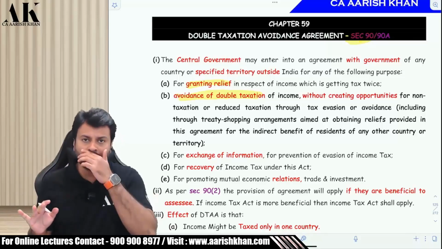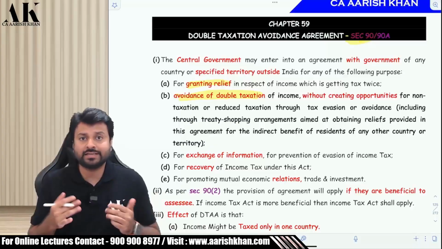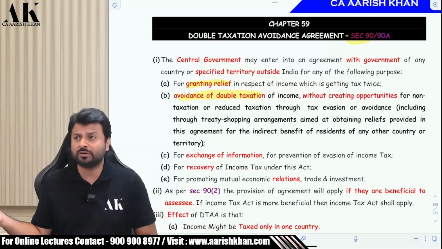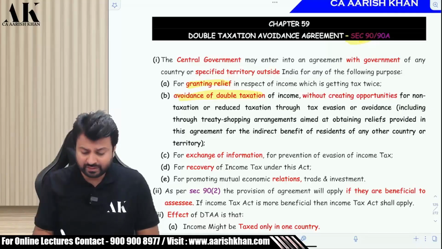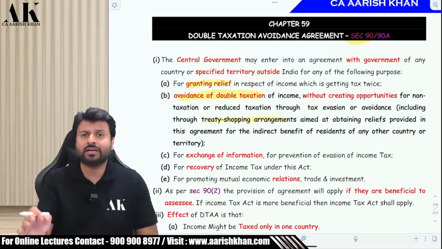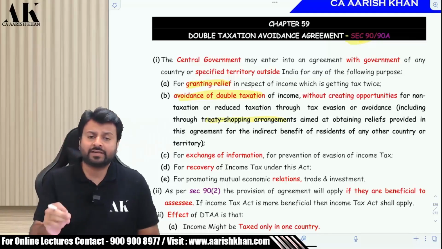Indian government does not want to have any kind of double taxation, but at the same time, they don't want to give unnecessary opportunity to the tax evaders. So we don't entertain any kind of tax evasion. We do not entertain any kind of treaty shopping arrangement. All these things are not allowed by the income tax department. This is what the objective is reflected in section 90.